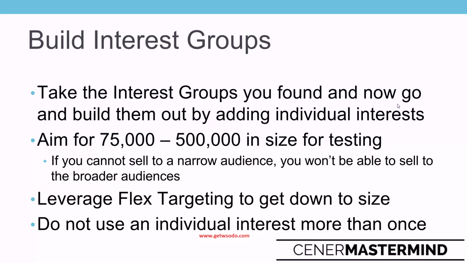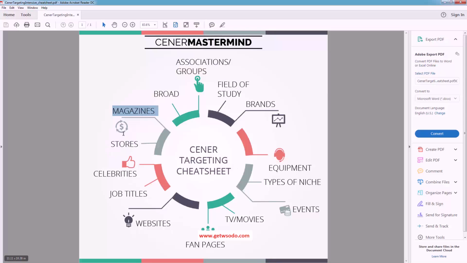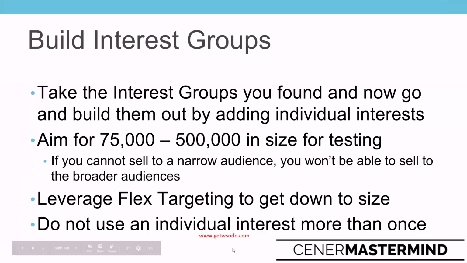Okay, never use an individual interest more than once. I see a lot of people get caught up on this. There's no right and wrong answer for building these interest groups, right? There's no right or wrong answer about where you put something. I'll give you an example. In the sports niche, Sports Illustrated is a magazine, but it also has a website, and it also has a fan page, and it's also a brand, right? Where do you put it? The correct answer is it doesn't matter. You can place it anywhere that you think is going to be the most relevant. The only way you screw it up is if you use it more than once.